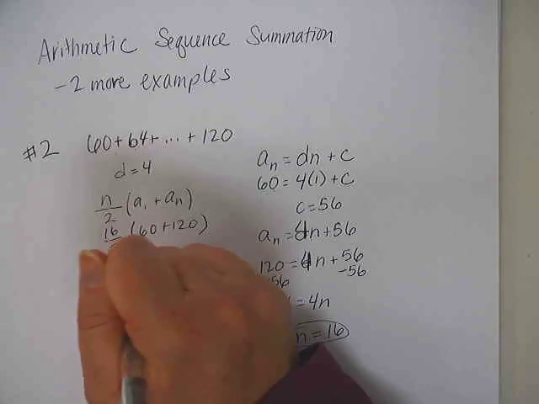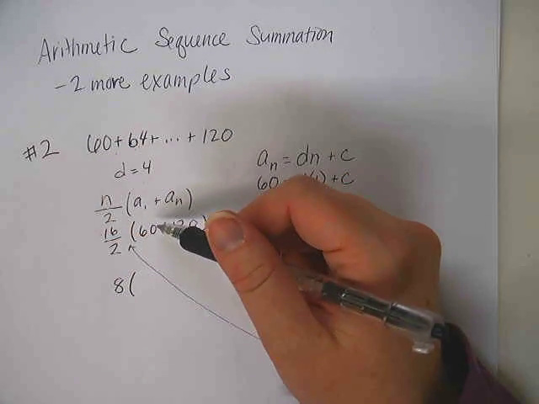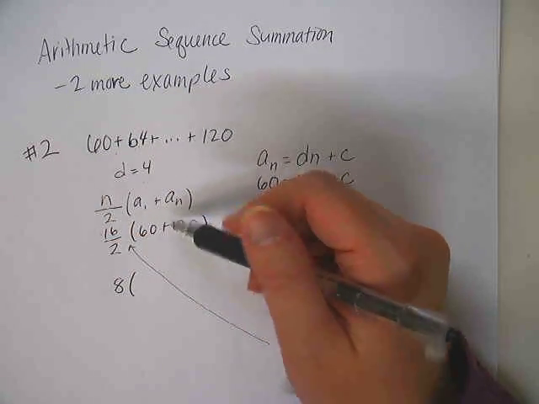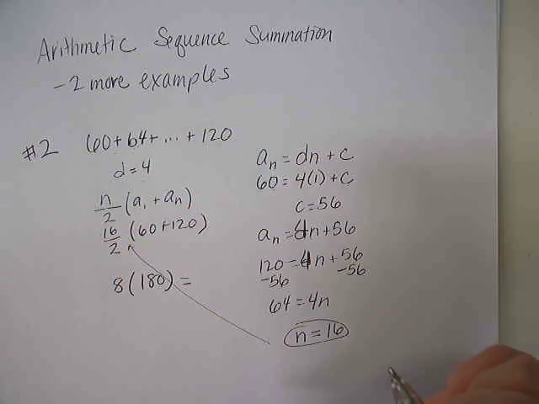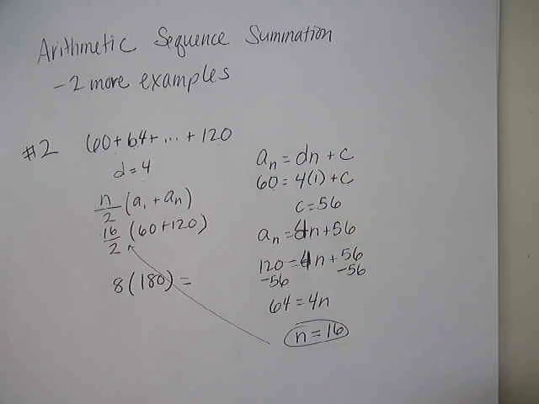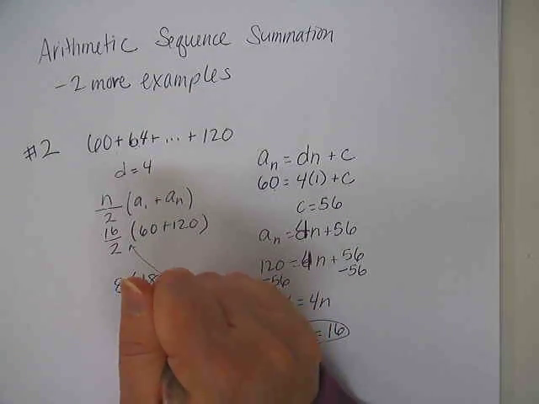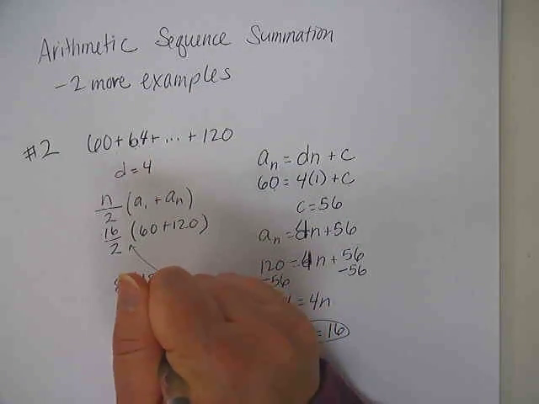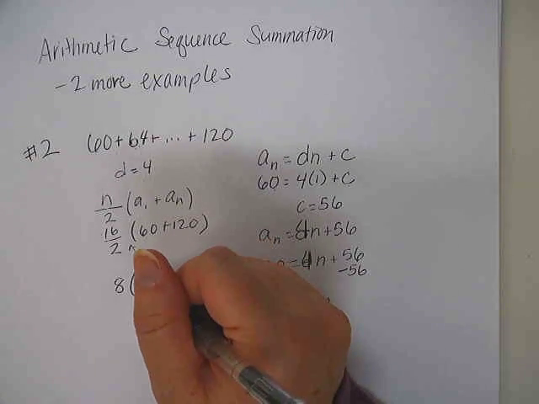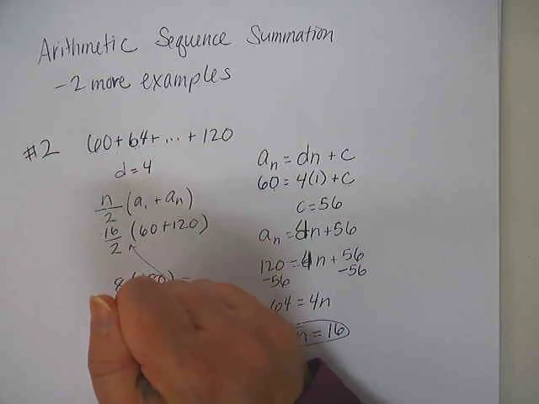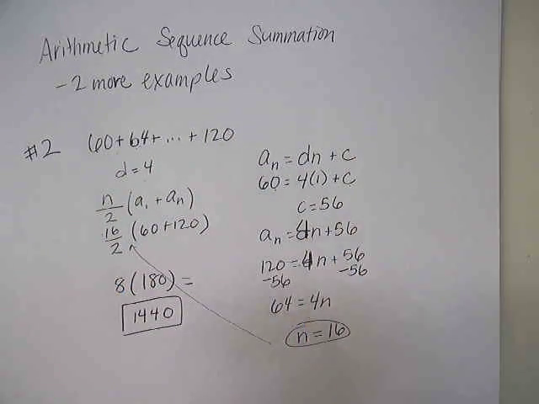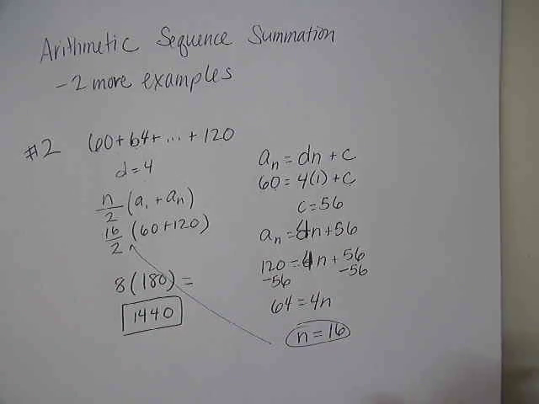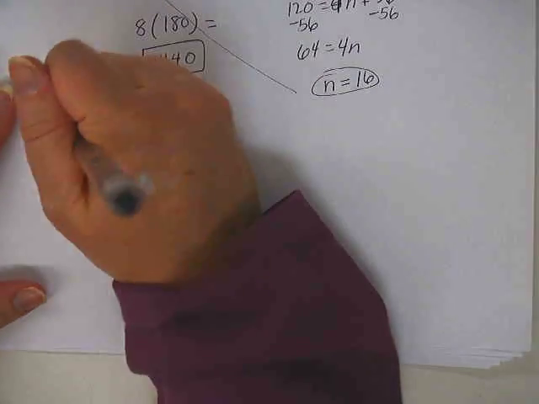16 divided by 2, that means there's 8 pairs of numbers. And the numbers, as we pair them up, will add up to 180. So then to get our sum, we just go 8 times 180. So I believe that would mean that the sum for this problem is 1,440.